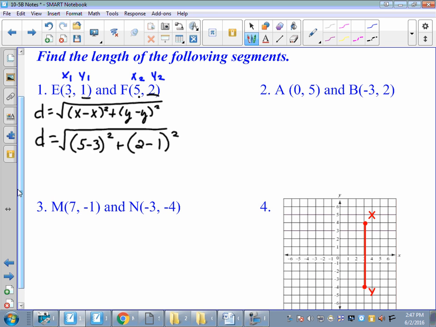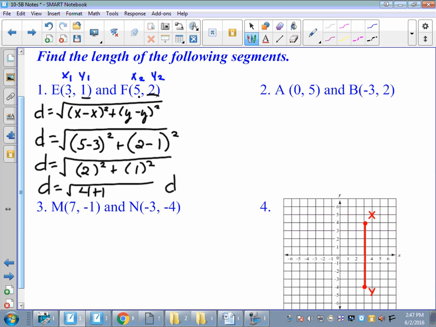So make sure you show me that step that I see before you even do any math, what you're plugging in. The next step is you're actually just doing the subtraction. So this will become 2 squared plus 1 squared. Show me that before you square it. The next step is just actually squaring it, 4 plus 1. And the distance then is the square root of 5. You can leave it just like that. Obviously, if we need to simplify, we would, but no decimals.